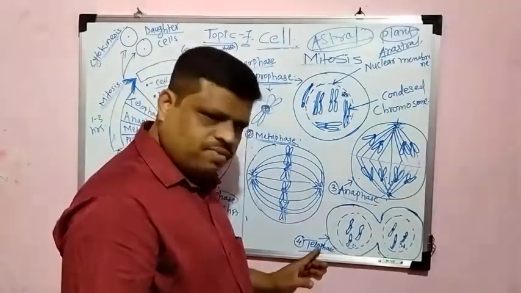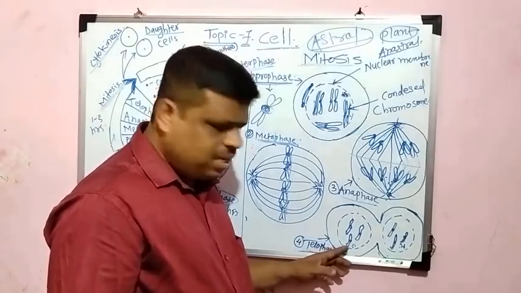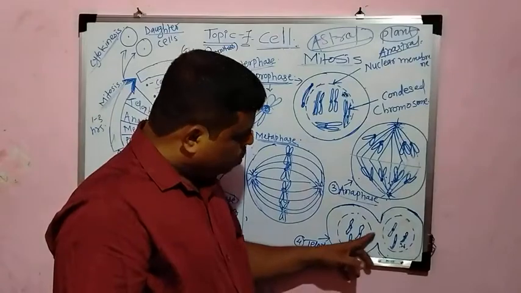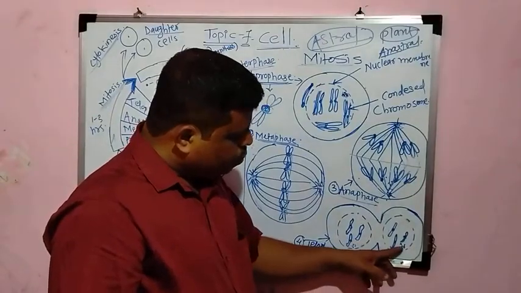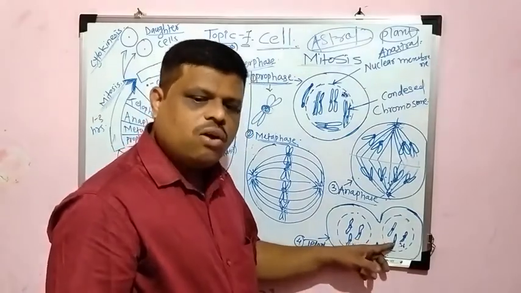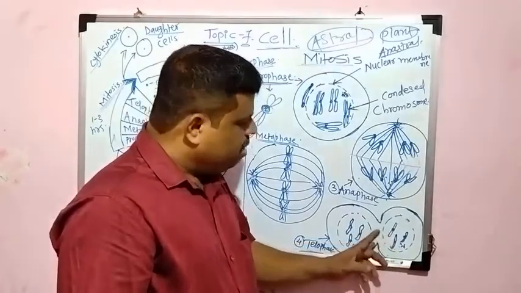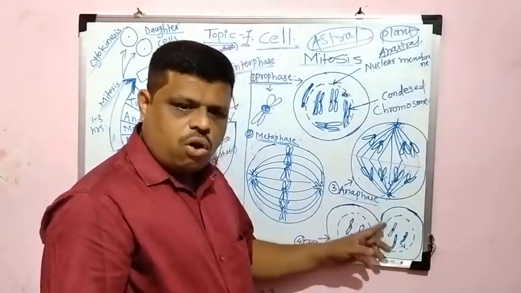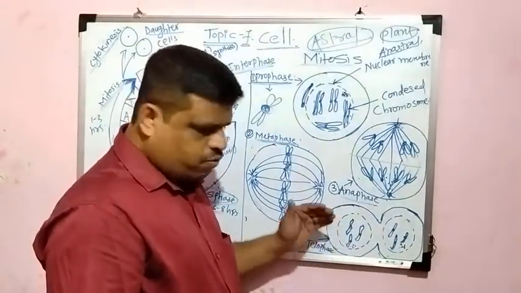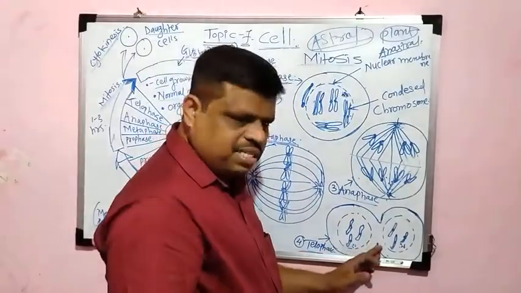Actually, this telophase is further divided into two parts: early telophase and late telophase. Understood? So at late telophase you can see nuclear envelope as well as nucleolus. Both these things reappear at the end of late telophase. Understood? So this is the fourth stage of karyokinesis.